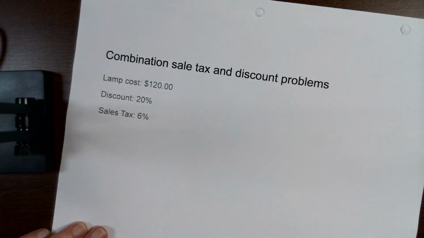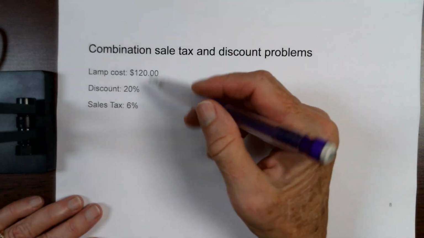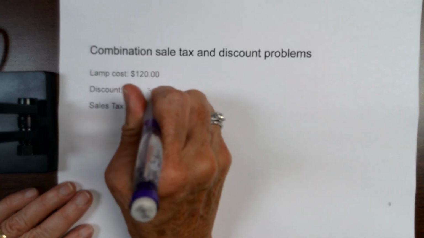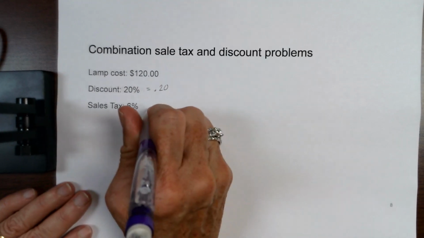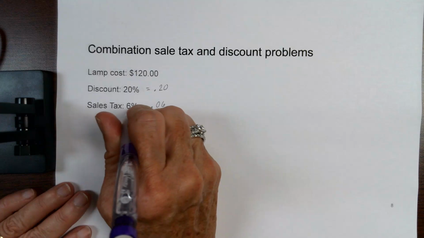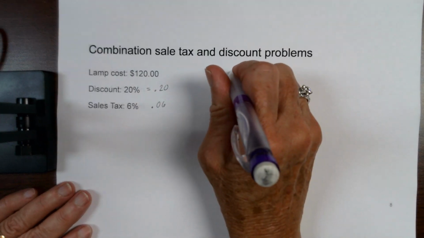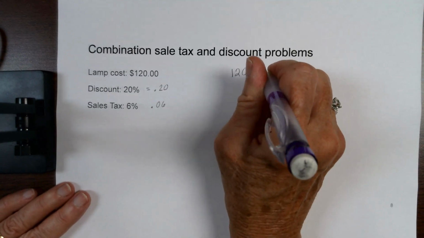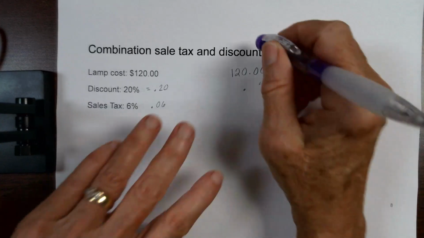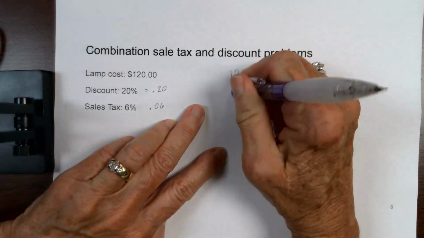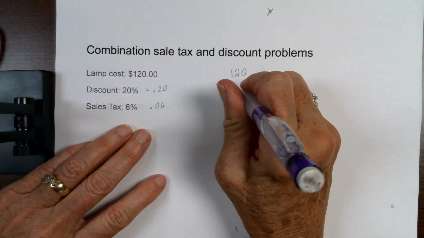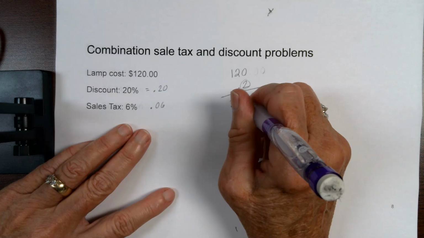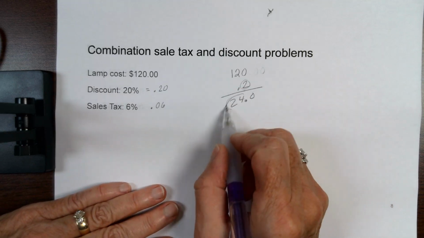All right, then we're going to combine the two things. So this one's got a discount and it's got sales tax. So I'm going to change this to decimal 0.20, and I'm going to change this to decimal 0.06. Remember, you got to move the decimal 2 places. So first thing I'm going to do is get my discounted price. So I have $120 times, and actually I don't have to do the zeros over there to make it easier, times 0.2. I have 1 place to the right. So I am going to save $24 on it.